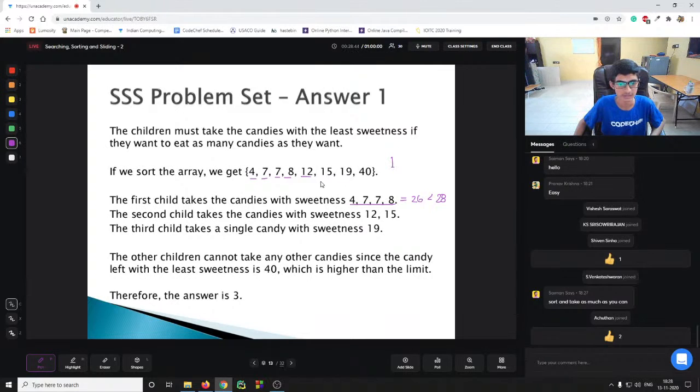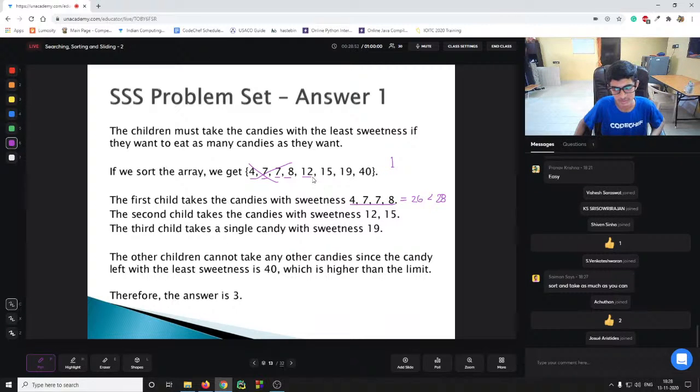The second child: these are all done by the first child, so the second child can take only these candies. The second child takes 12 and then he also takes 15. 12 plus 15 is equal to 27, which is also less than 28. So this is a valid arrangement. And notice that instead of 15, he couldn't take 19 because it will exceed the total. So now the second child has taken as many candies as he could.